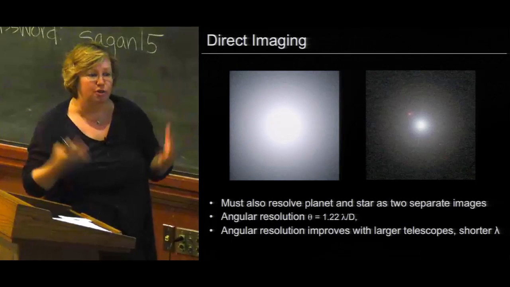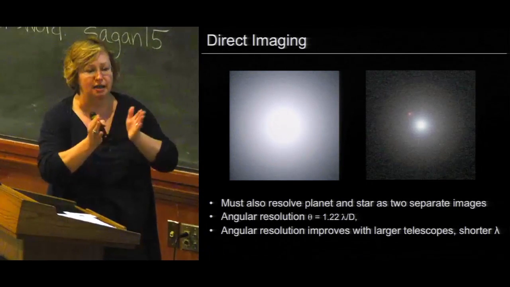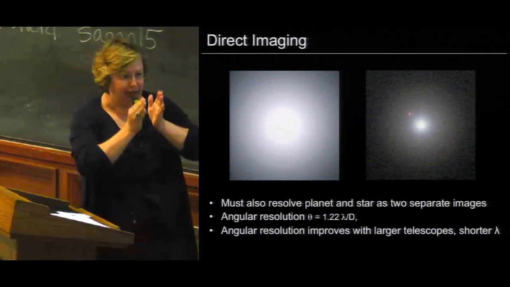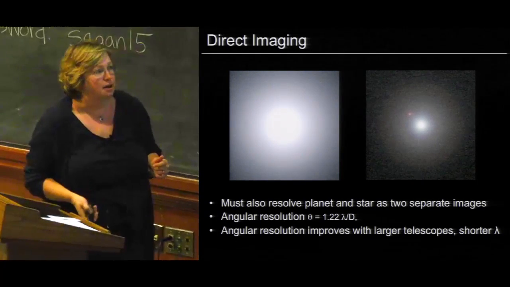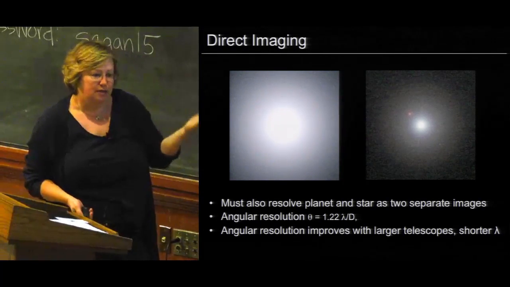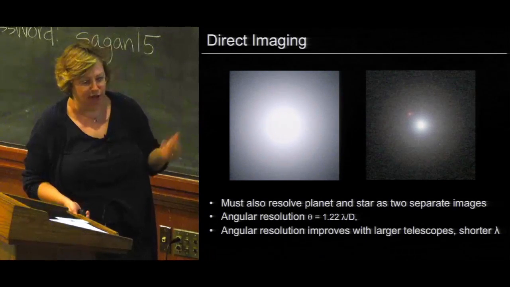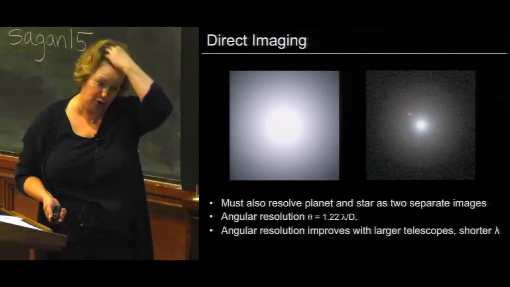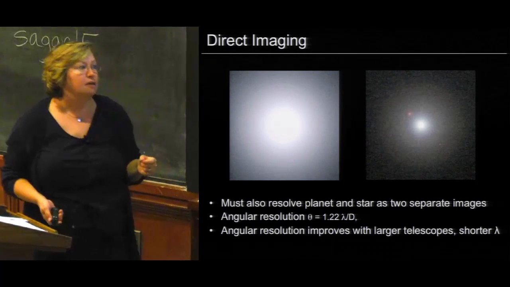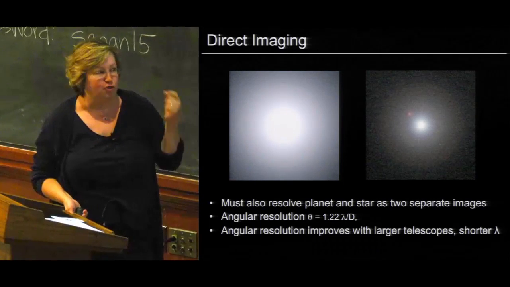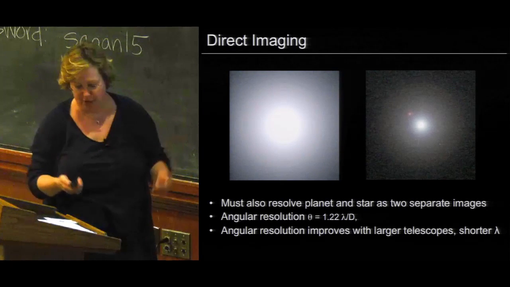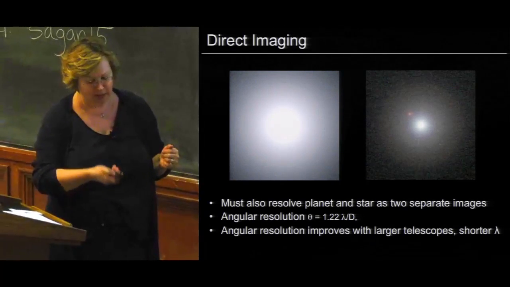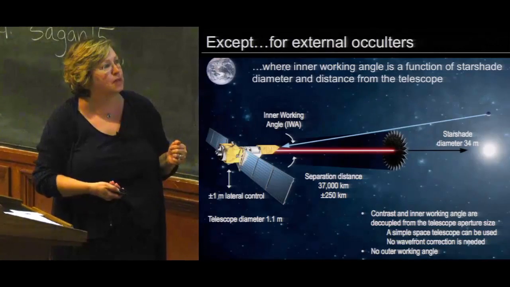The other challenge we have, though, is not just to suppress the star, but to be able to angularly separate that little planet that's very close to its parent star, if it's in the habitable zone, from that star. And so to do that, we need angular resolution, and that typically goes in the formula: the angular resolution is 1.22 lambda over d. So again, angular resolution improves with large telescopes and shorter lambda. So you can see a trend here that we really want bigger telescopes to be able to do this, which will come as no surprise to anyone.